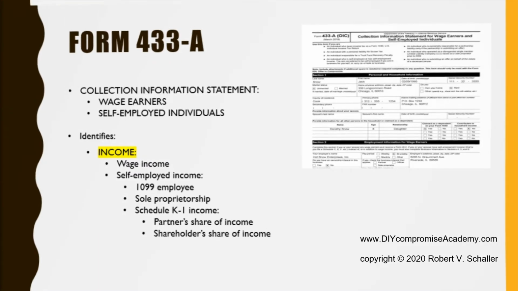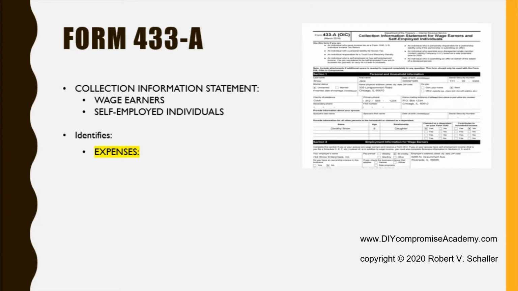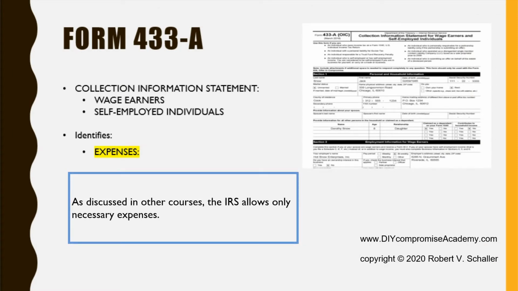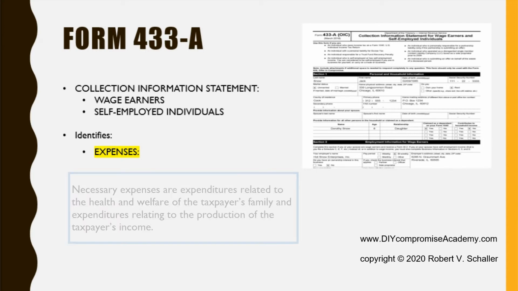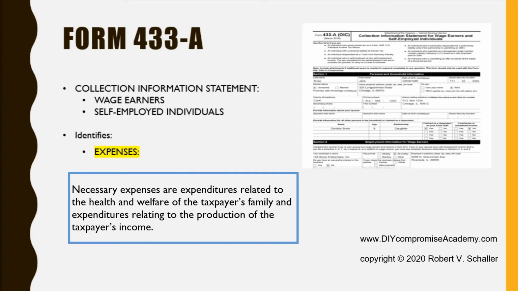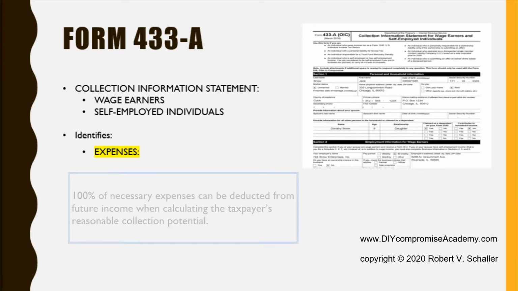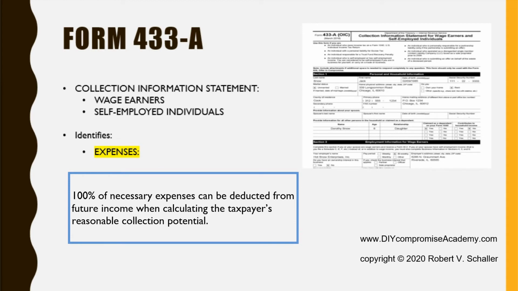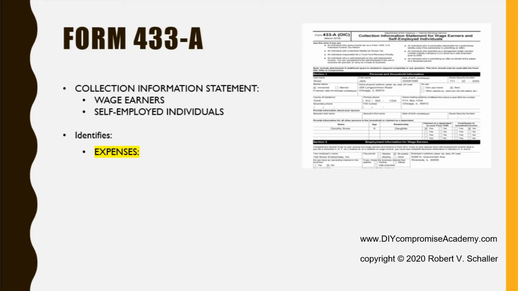Now let us explore the expense section of Form 433A OIC more closely. As discussed in other courses, the IRS allows only necessary expenses. Necessary expenses are expenditures related to the health and welfare of the taxpayer's family and expenditures relating to the production of the taxpayer's income. 100% of necessary expenses can be deducted from future income when calculating the taxpayer's reasonable collection potential.